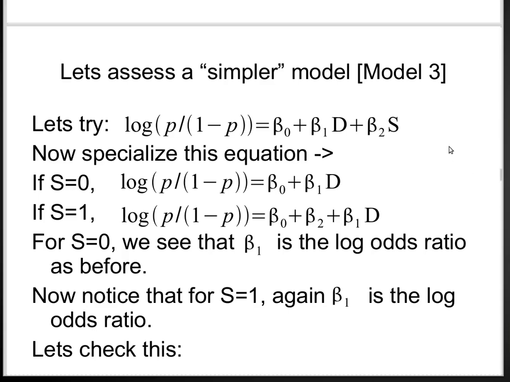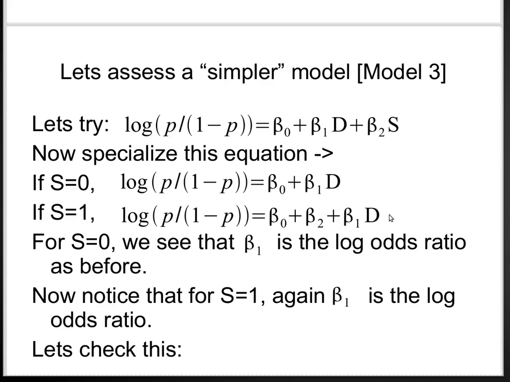Again, what we're going to do, as we did earlier in this session, is specialize this equation to the 2 cases, to the smokers and the non-smokers. When S is 0, we get this equation. When S is 1, we get this equation.